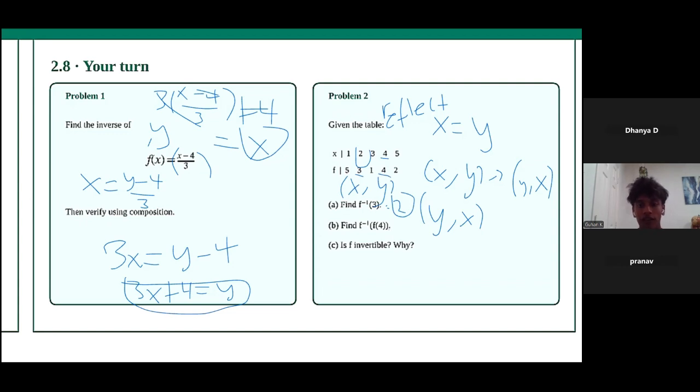And f is invertible because it has completely different y values for all the x values. So therefore, invertible.